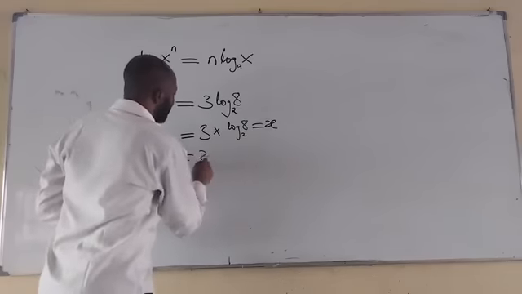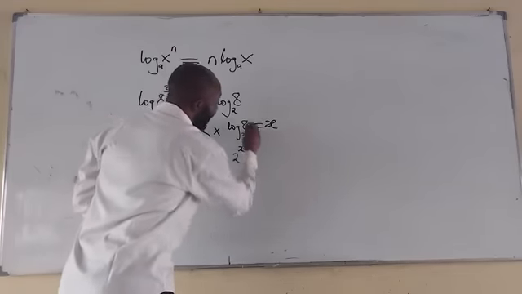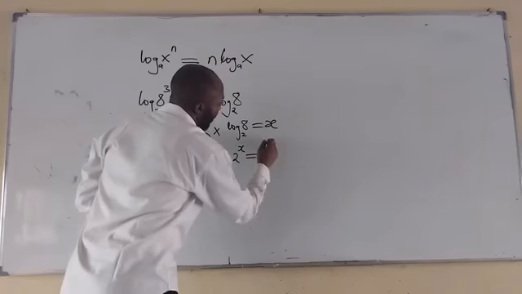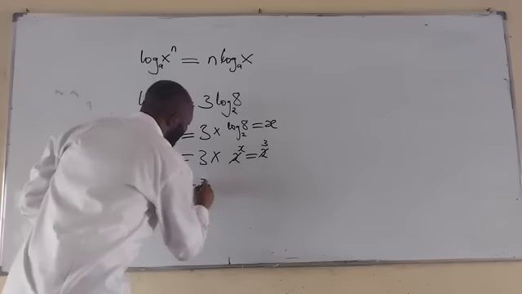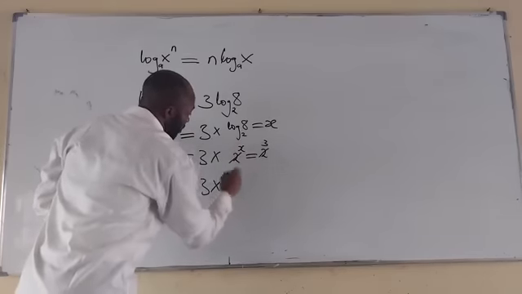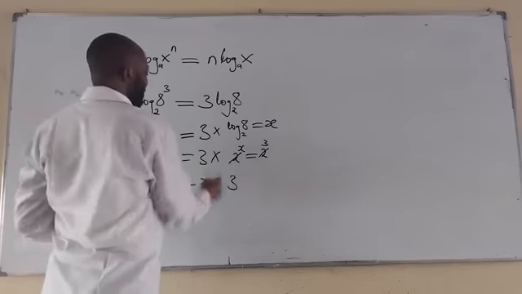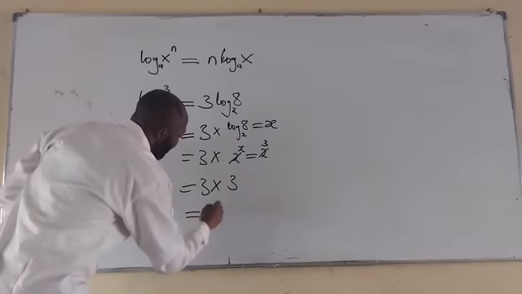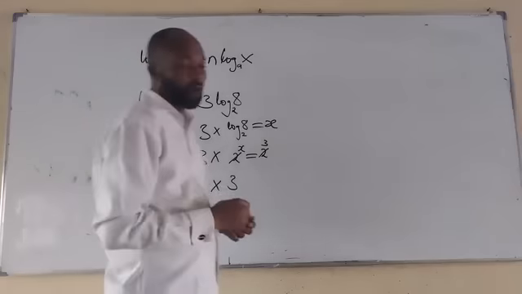This is equal to 3 times, here it becomes 2 raised to the power x is equal to 8. 8 is the same thing as 2 raised to the power 3. I cancel this. This is 3 times, my x is equal to 3. So I have 3 in place of x. So this is equal to 3 times 3, which is 9. So that's Power's law.